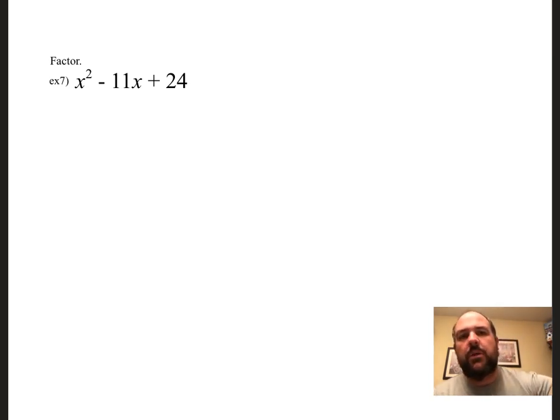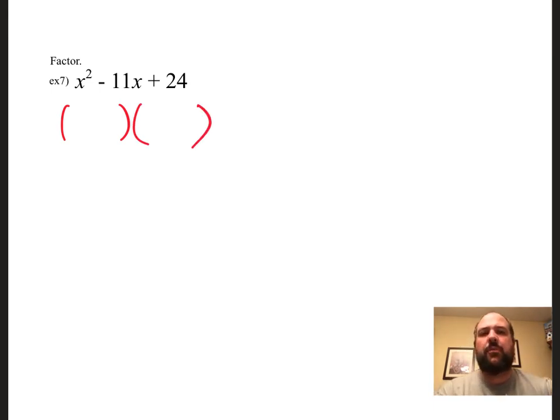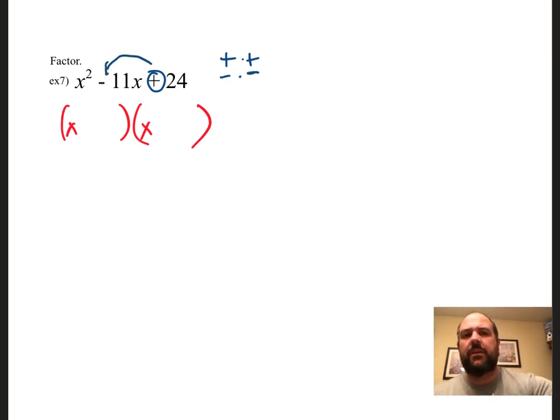Alright, so we set up our binomials. We're going to split up x squared. We're going to force the first multiplication to be x times x. In this case, our last term is a positive. So when I force the signs to give me a positive, I need either positive times positive or a negative times a negative. And I look at the middle sign, which happens to be a negative. So we're going to use 2 minus signs here. And then we're going to force our last multiplication to give us 24.